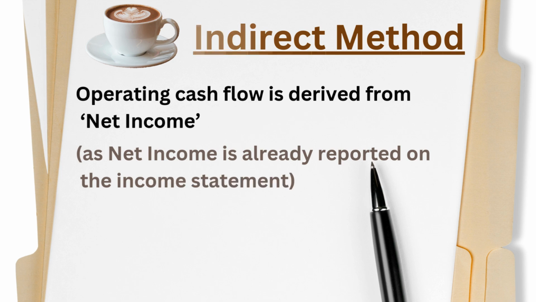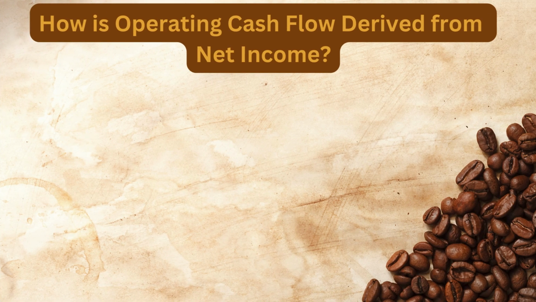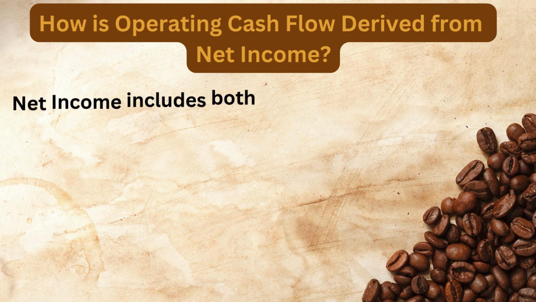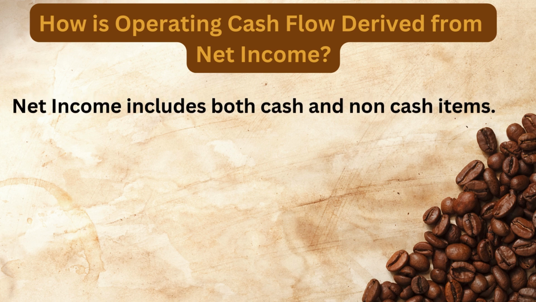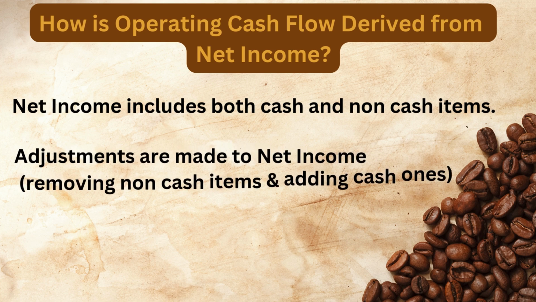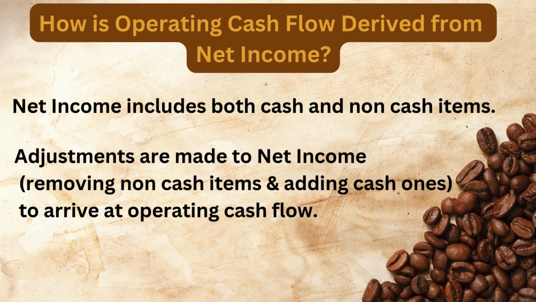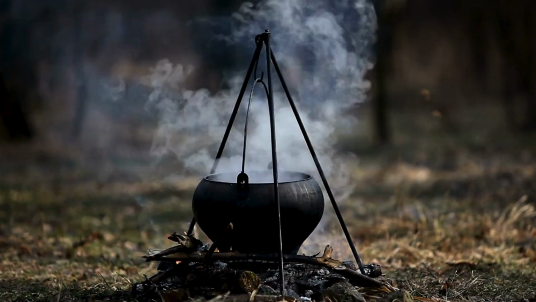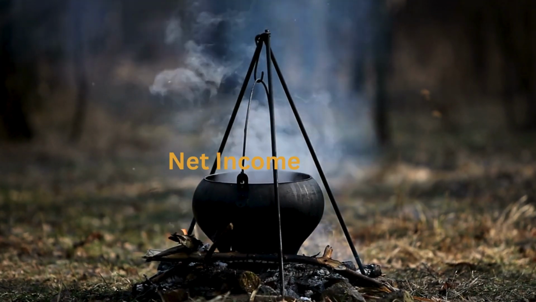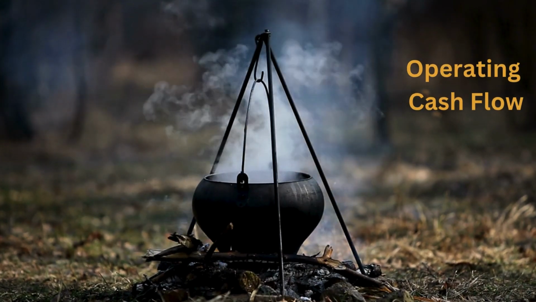How is operating cash flow derived from net income? Net income contains both cash and non-cash items. So adjustments are made to net income to arrive at operating cash flow. Seemingly like a magic cauldron which takes in net income and spews out operating cash flow.